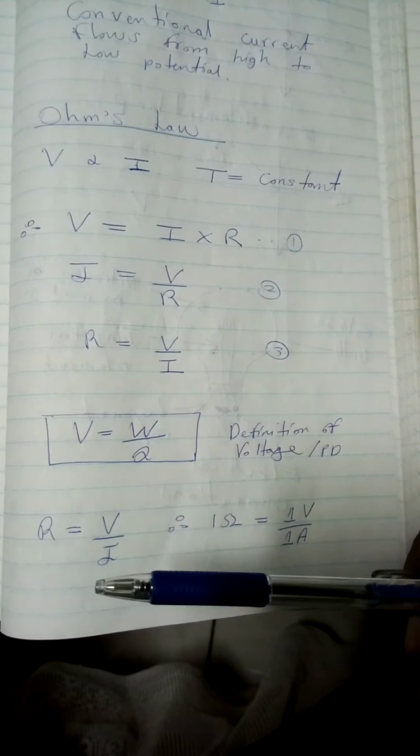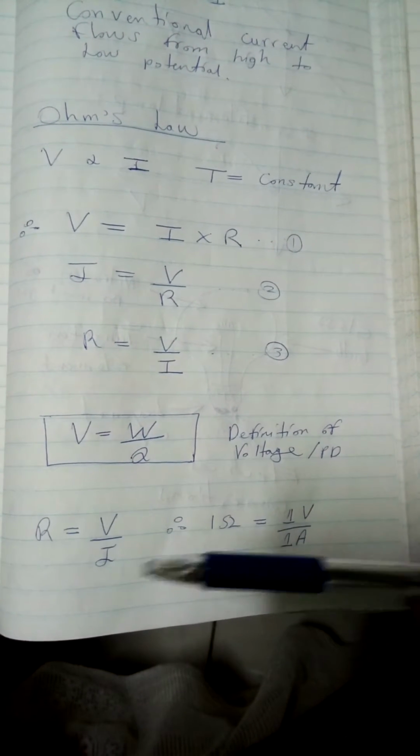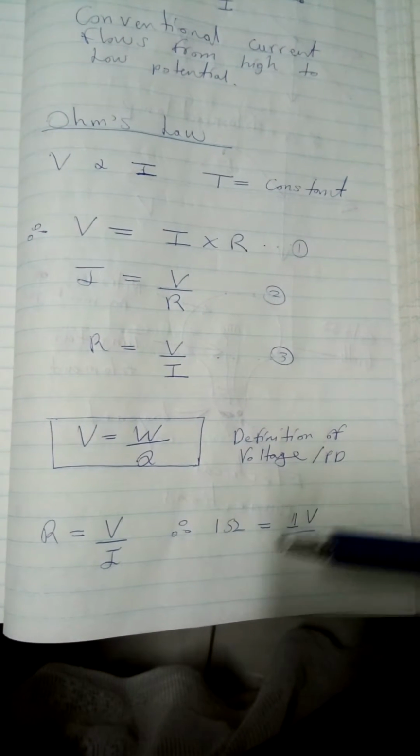R is equal to V over I, and so what we can do is start from the formula and then come up with a definition for the ohm.